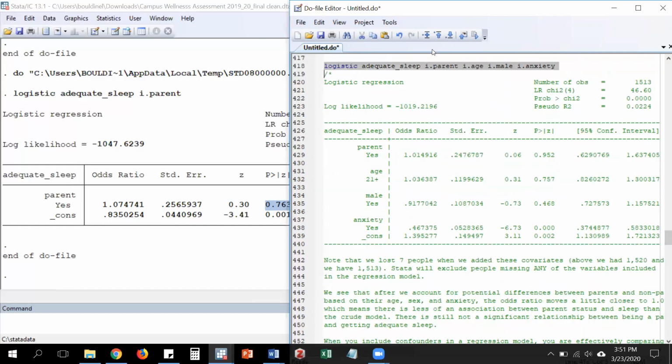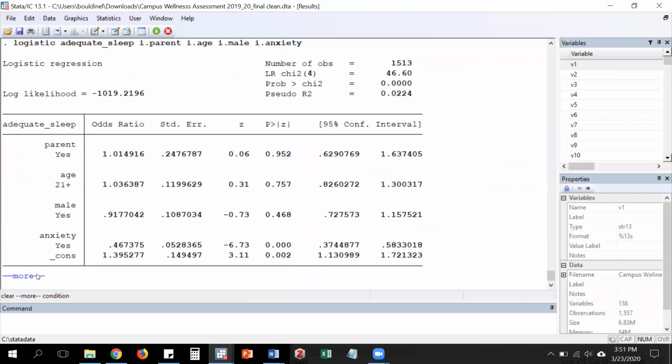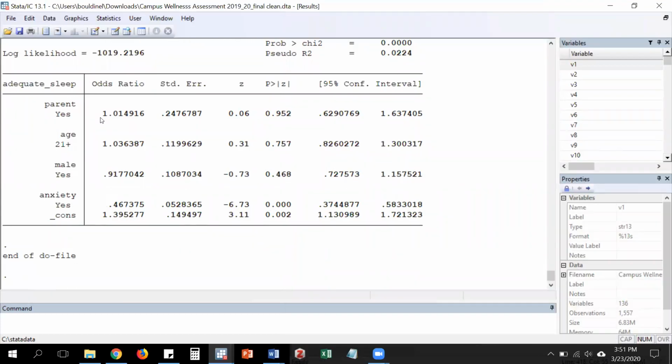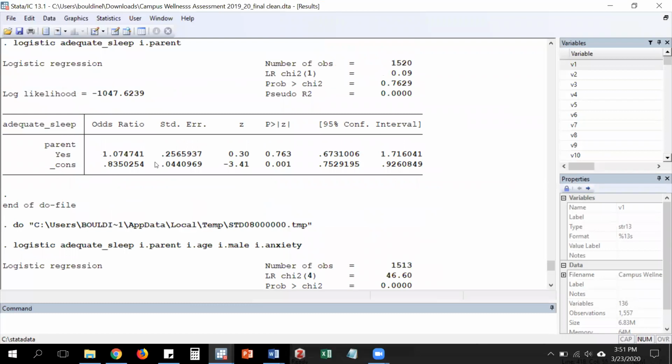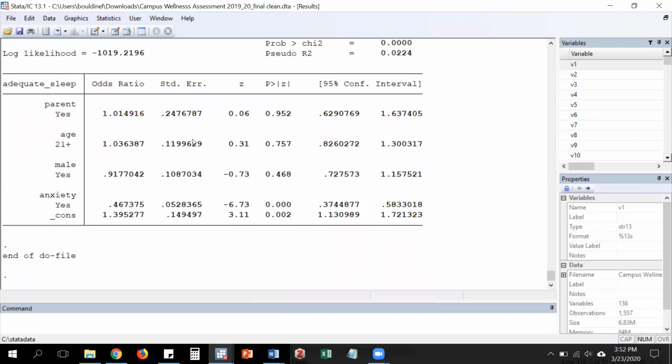So when we run this model, this is still our primary interest here, this parent row. So remember that above we were estimating an odds ratio of 1.07. It was not statistically significant. And now we find that among students who have the same age, sex, and anxiety status, students who are parents are still not more likely than students who are not parents to get enough sleep. So this odds ratio has actually, we'd call this, it has been attenuated, which means it's even closer to the null, which is 1.0. It went from 1.07 to 1.01.